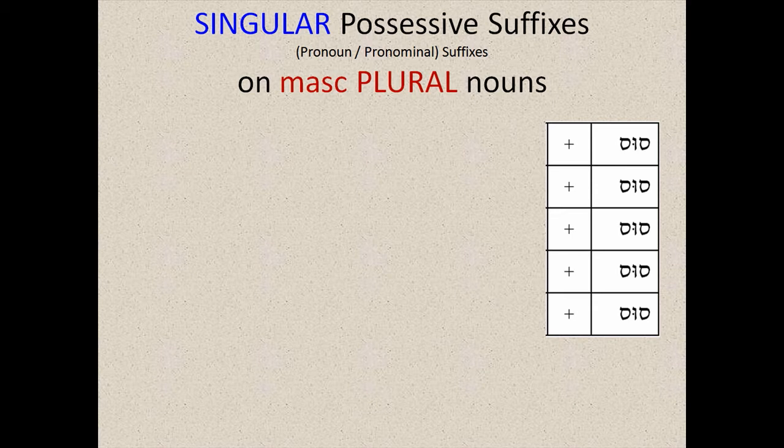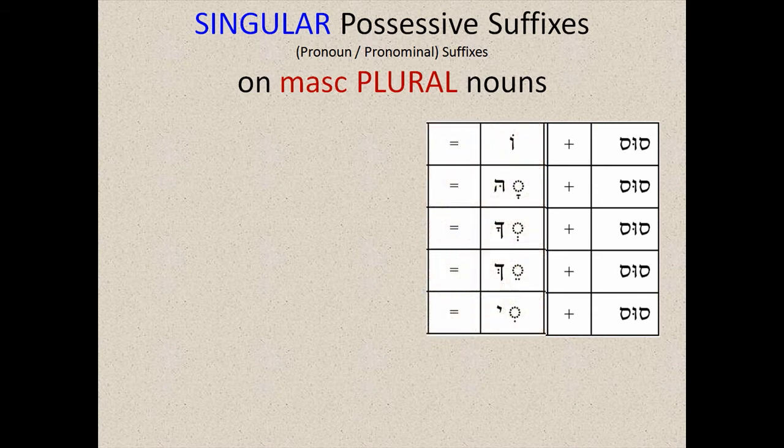For instance, a singular suffix would be something that gets translated his or her or my. And then we also had plural suffixes that went on singular nouns. So there were singular and plural suffixes that go on singular nouns. That was Chapter 16. In this chapter, we're going to again have singular and plural suffixes, and this time they are going to go on plural nouns.